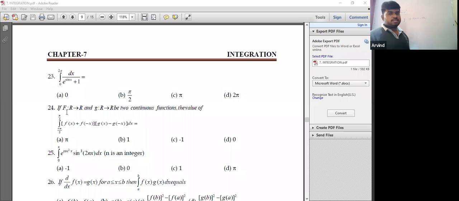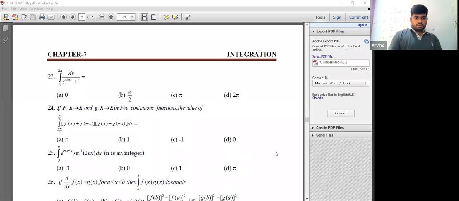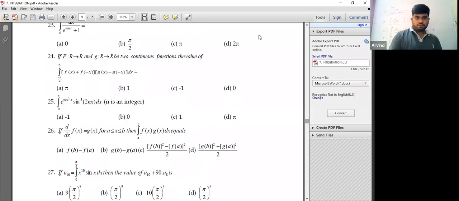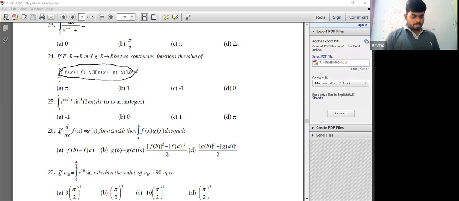Quickly let's finish it. The 24th one, again, you can take the entire function as h of x. Consider it as h of x, now find h of minus x. That is, you want to find whether this entire function is an odd function or an even function. It is actually an odd function.